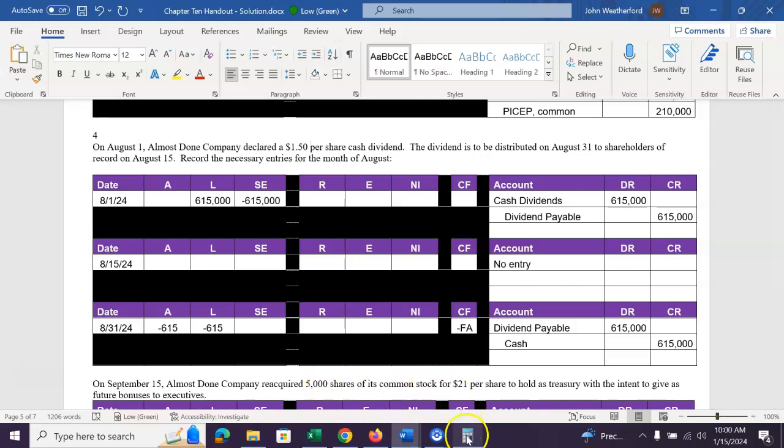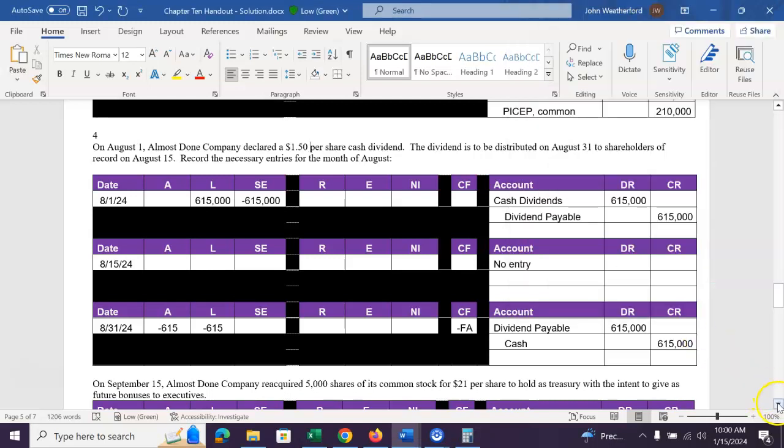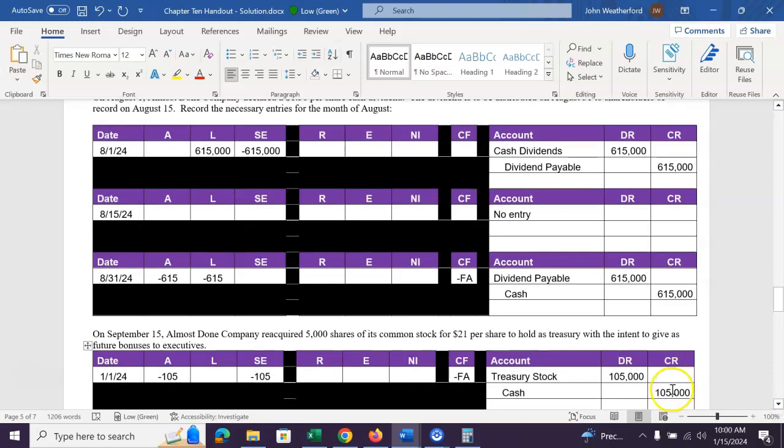That's 5,000 shares at $21 per share. That'll be our debit to treasury stock, 105,000. And we gave up cash to purchase the treasury stock, so that'll be our credit for the same amount. That's cash going out for a financing activity. The purchase of treasury stock decreases stockholders' equity. It's contra to our other stockholders' equity accounts. And then cash decreased by 105,000 as well.